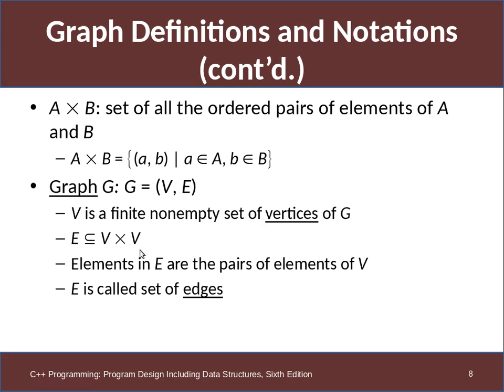E is a subset of all the possible edges between the vertices. This part may seem a little confusing, but it makes sense: the number of edges is limited by the number of nodes or vertices that you have. Elements in E are pairs of nodes. E are called edges. All right, great. So yes, a graph is just a collection of nodes and edges. Great.